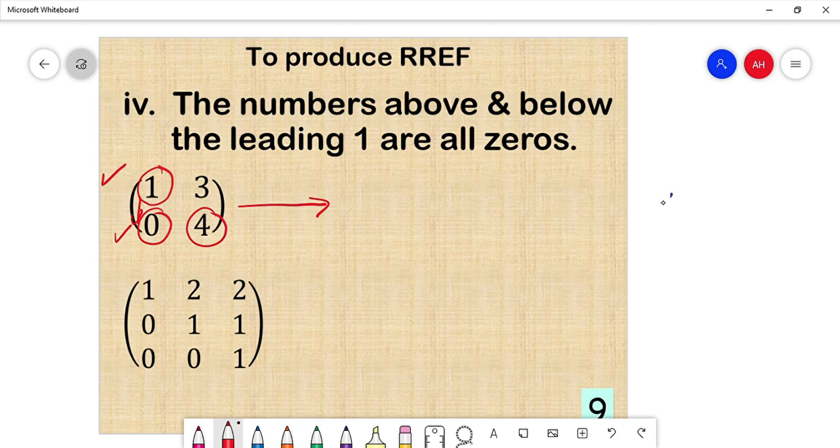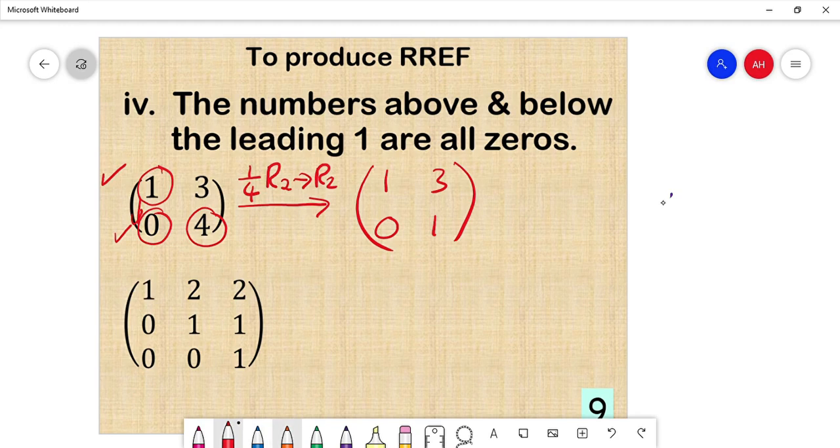Let's see. So the operation is that we have to multiply row number 2 by 1/4 and write it in row number 2. So what we have is row number 1 is still the same, 1 and 3. Now for row number 2 we have 0, and 4 divided by 4 is equal to 1. This is the new matrix.